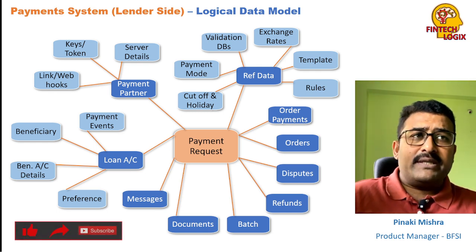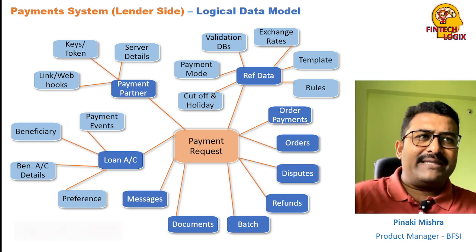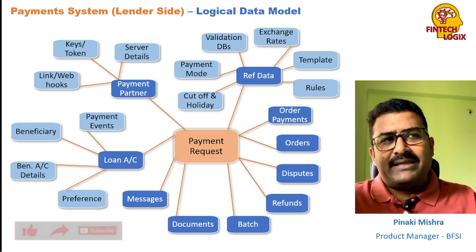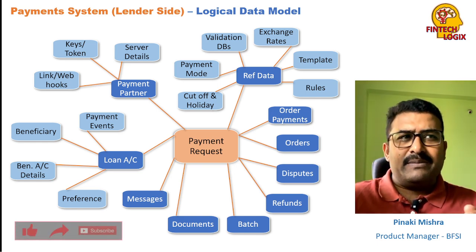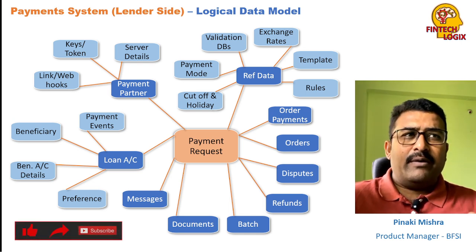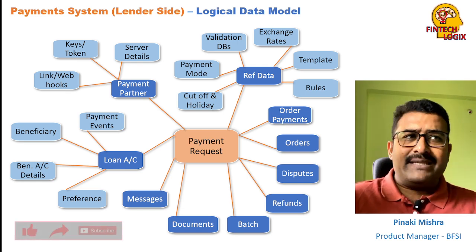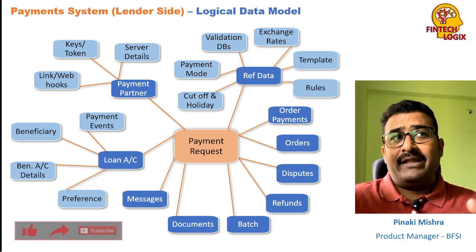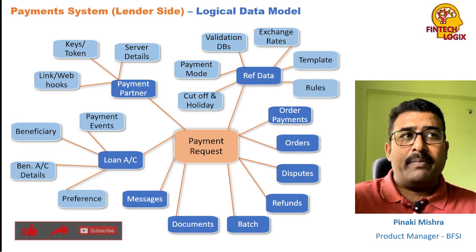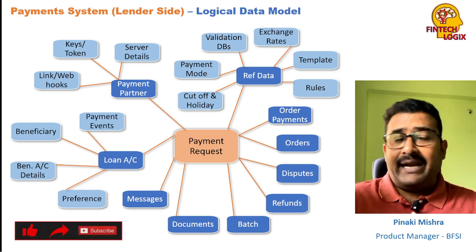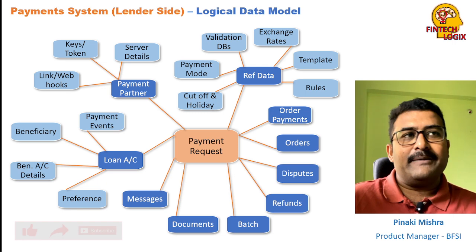Now the payment request is also related to your batch. If a specific payment request is going through a batch mode, we should also have a linkage to which batch it is going to, and the other batch details, so that there would not be duplication in sending a payment request to multiple batches.